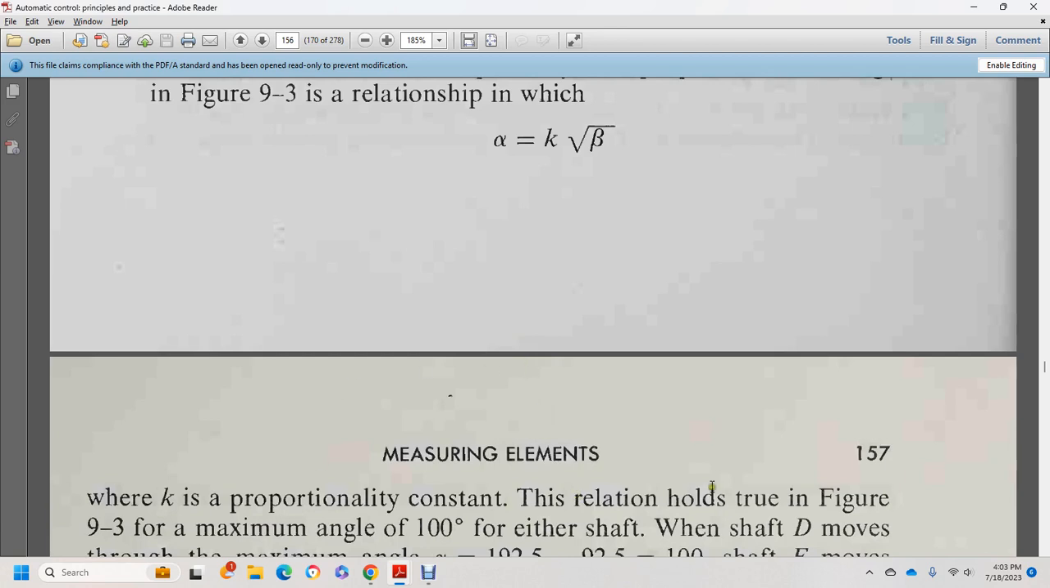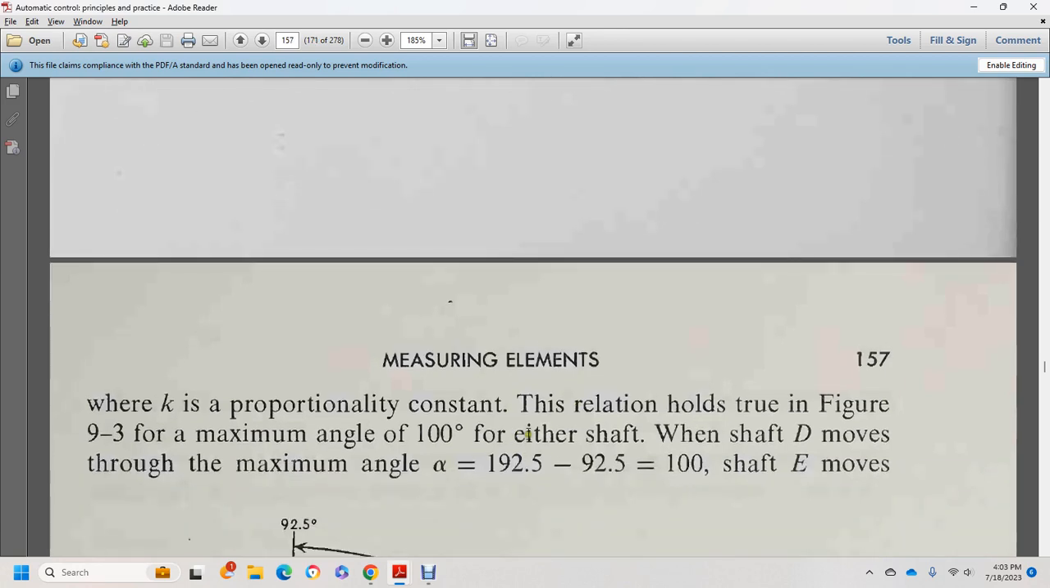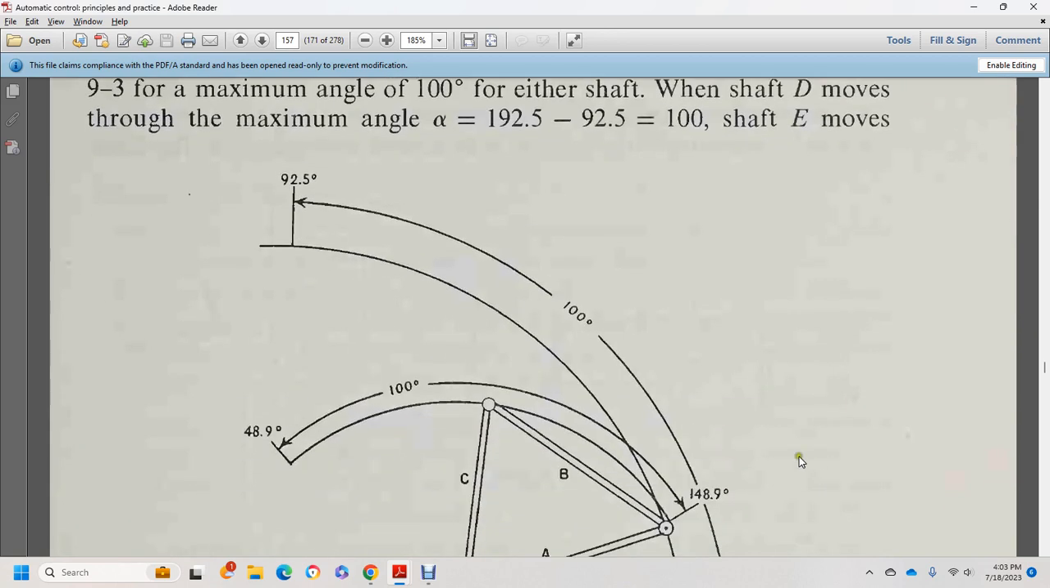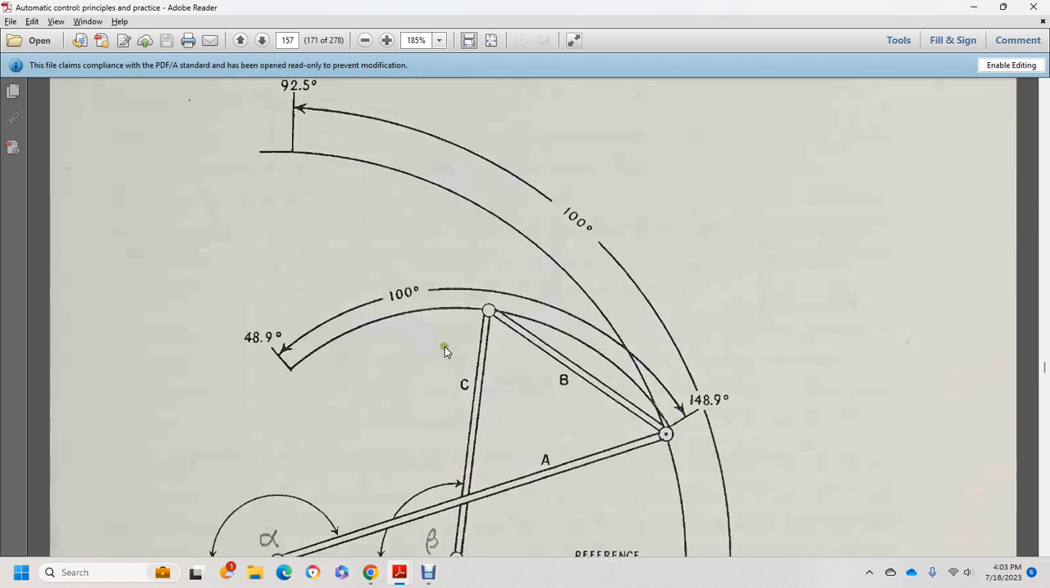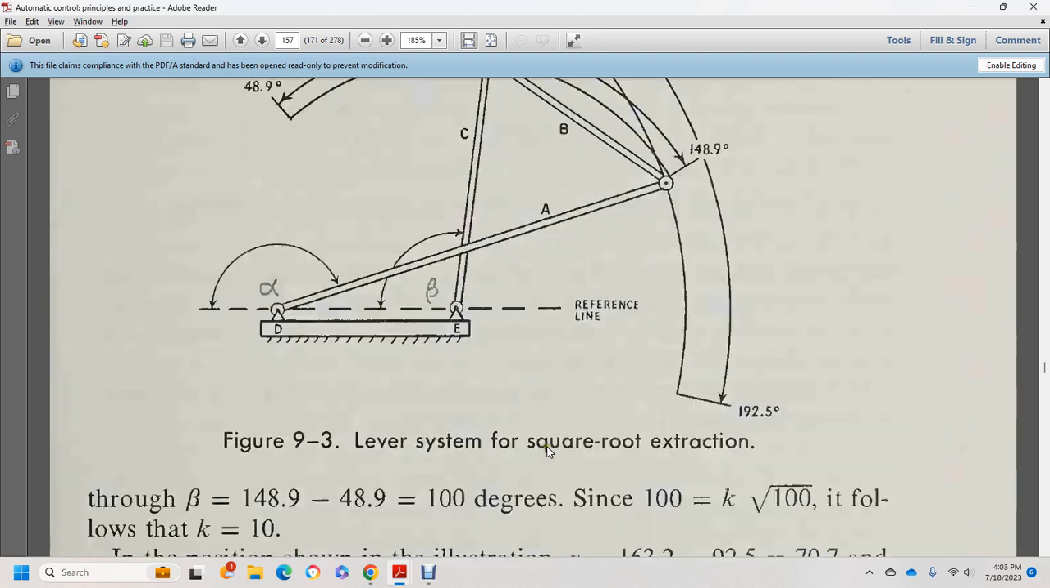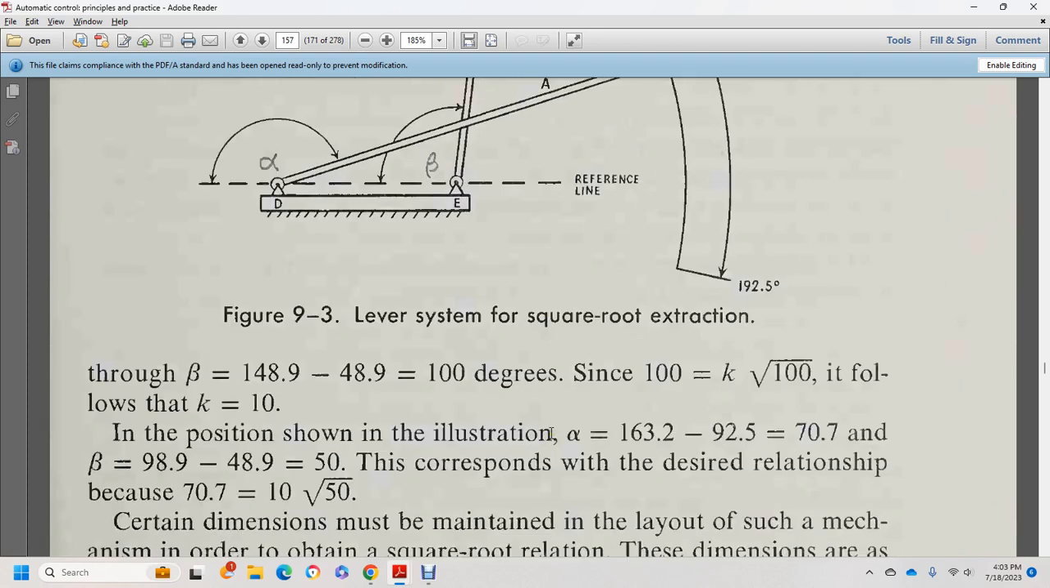This requires a proportional relationship that holds in figure 9.3 with a maximum angle of 100 degrees for either shaft. One shaft, D, moves through the maximum angle Greek letter A, 192.5 minus 92.5 equals 100. The shaft E moves through 148.9 minus 48.9, which is Greek B, 100 degrees, since 100 is equal to K times over the square root of 100.